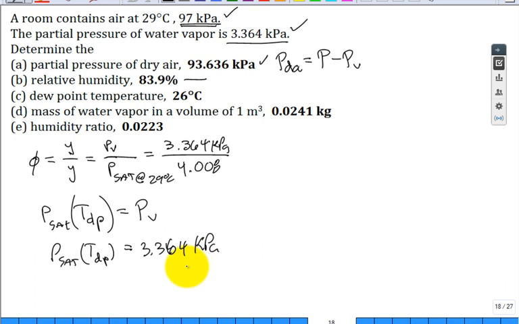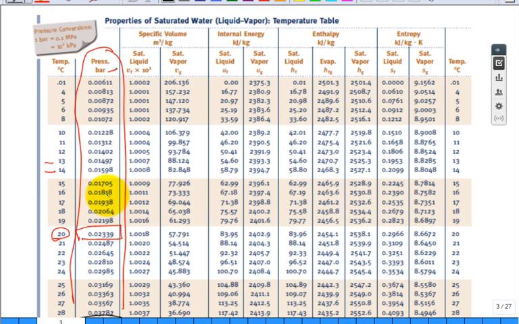3.364. I may have to interpolate. 3.364, somewhere in this vicinity, right? So the dew point temperature is right at 26 degrees.